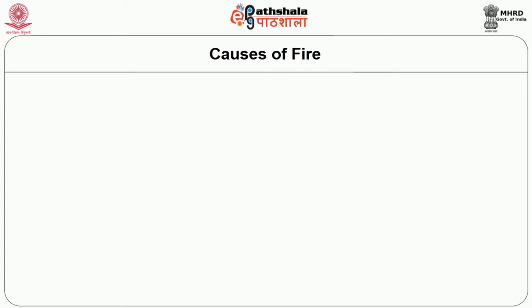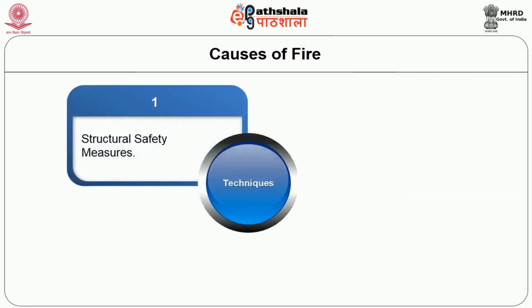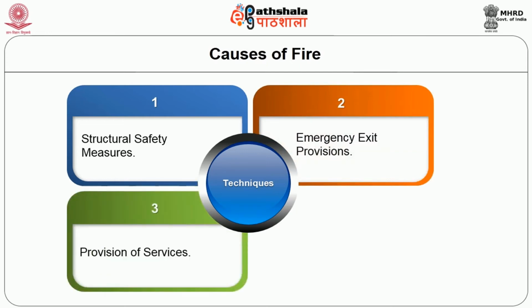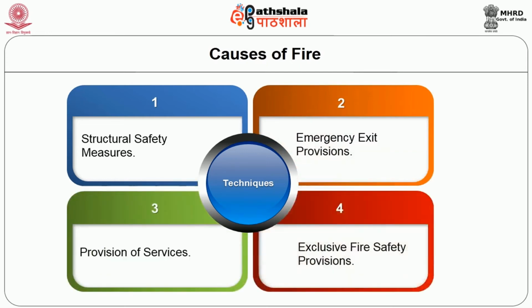Hence, 4 techniques to be incorporated in the construction phase are suggested, which in their purview offer viable practical hints to prevent an episode. They are structural safety measures, emergency exit provisions, provision of services, and exclusive fire safety provisions. Many of the measures can be easily accommodated in the planning stage of the building itself. Let us see what each technique has to say.